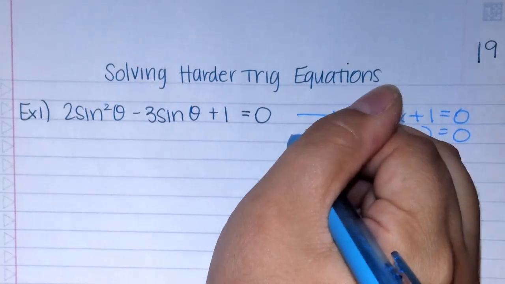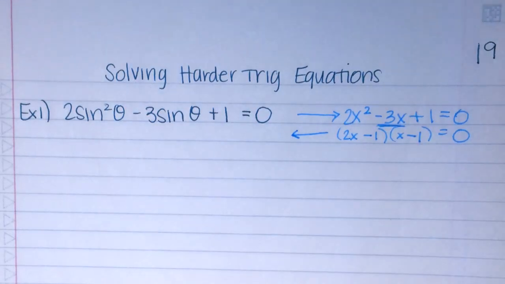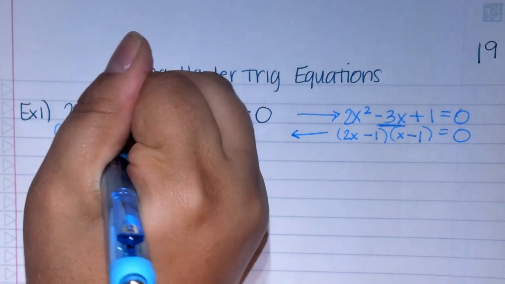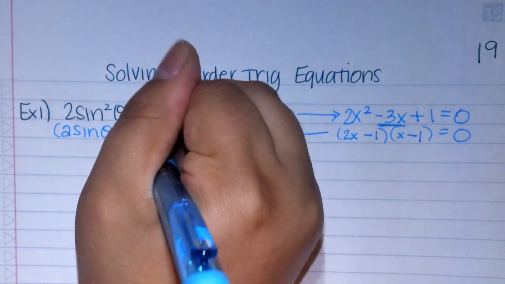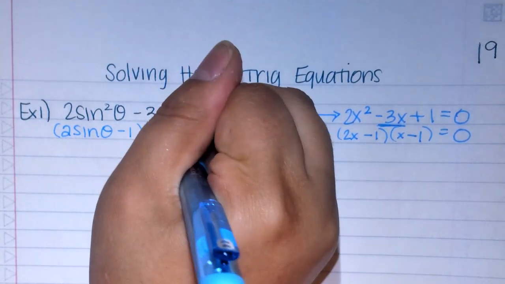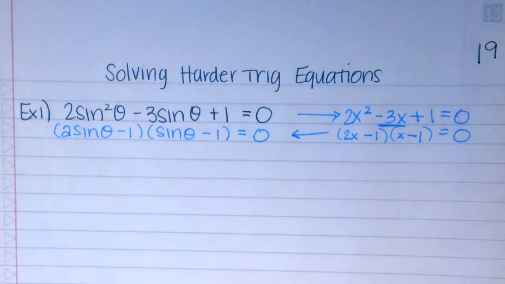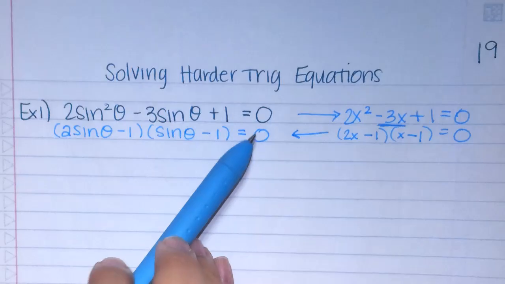So now I'm going to come back. You're writing this down. Instead of writing x, I'm going to write 2 sine of theta minus 1 and sine of theta minus 1. Don't forget to make it equal 0. If you don't put the equal 0, I'll count points off.